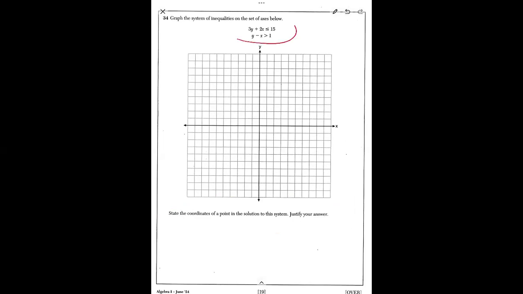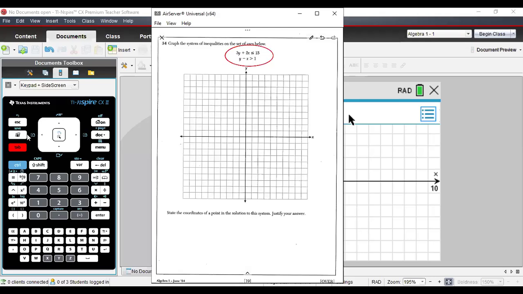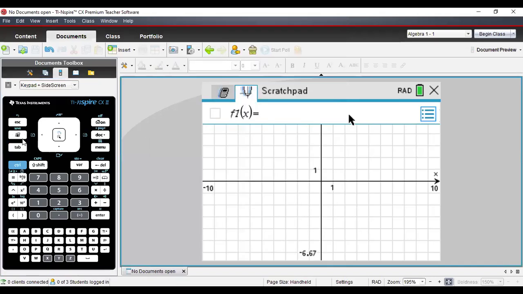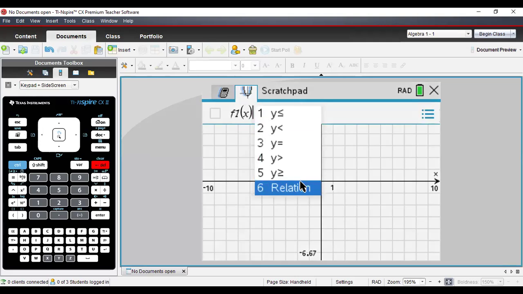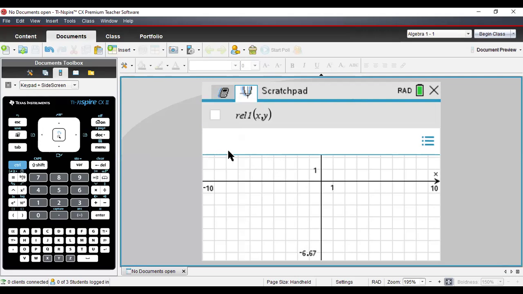All right, so they've given us a system of inequalities, and all we're going to do is graph each inequality one at a time. We're going to shade it, and then we're going to label the solution. So let's go. If I go here to my calculator, remember, anytime you have inequalities, you have to put it in relation mode.